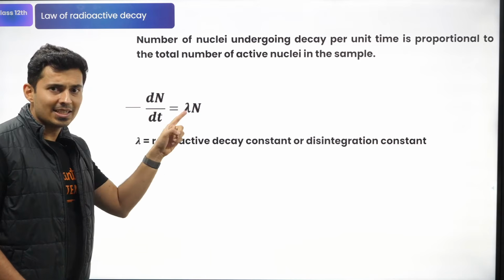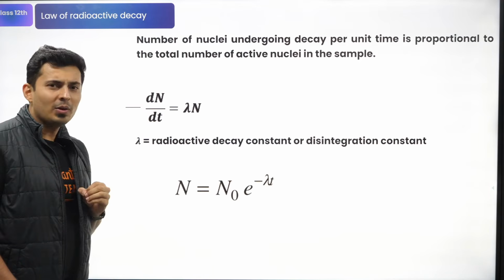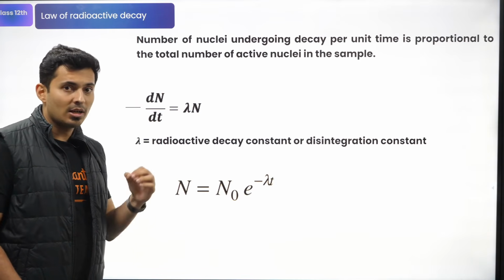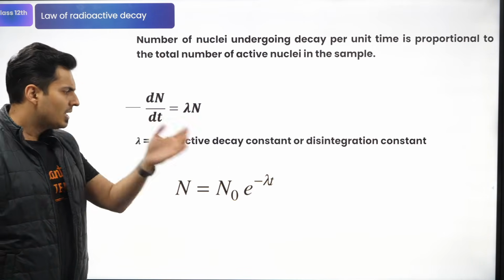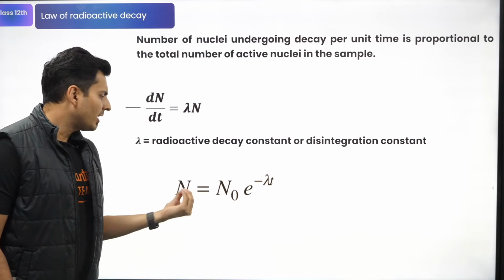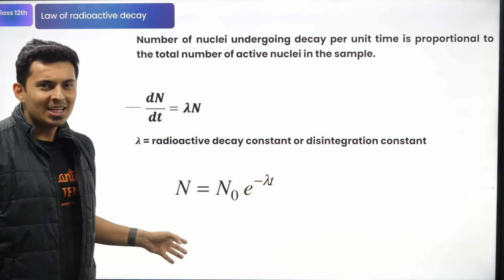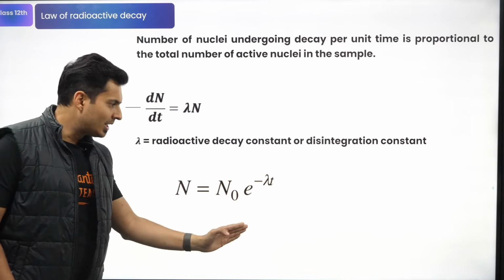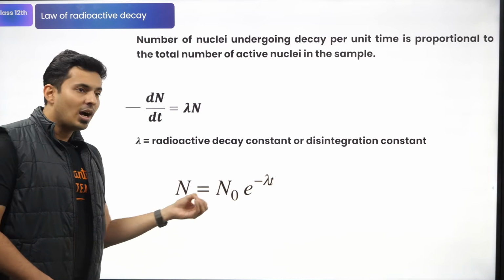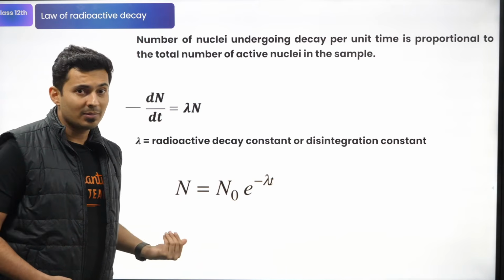Now when you integrate this with proper limits, this is the formula you get. N is the final nuclei present, N naught is the original number of radioactive nuclei present, lambda is the decay constant, t is the time spent. So N is N naught e to the power minus lambda t, which is the final formula that you get using the law of radioactivity. So with this you can find how many nuclei are present after some time.